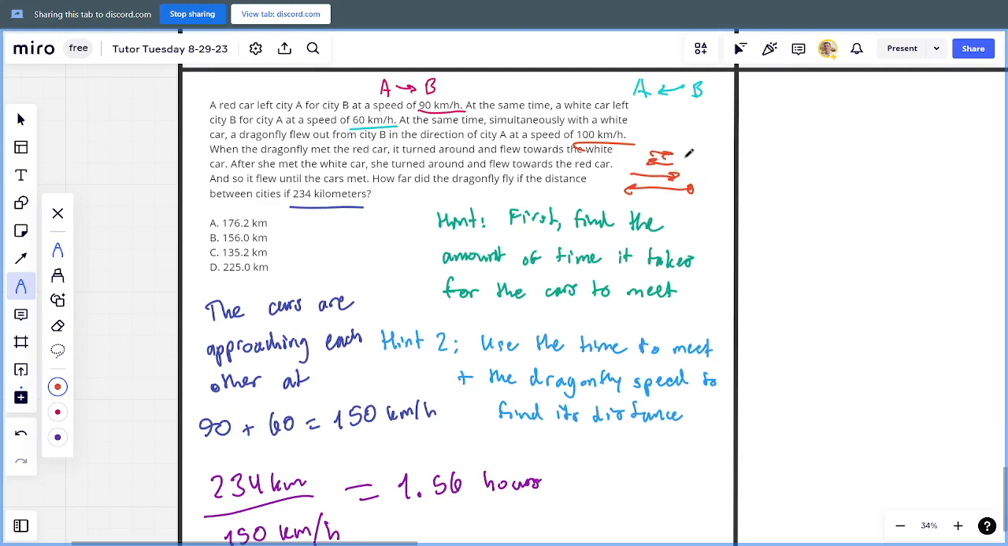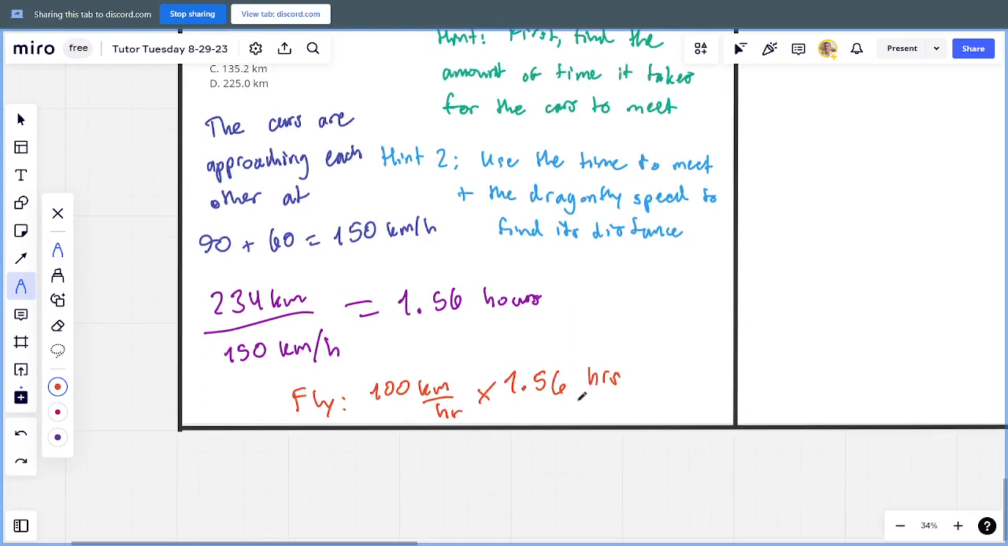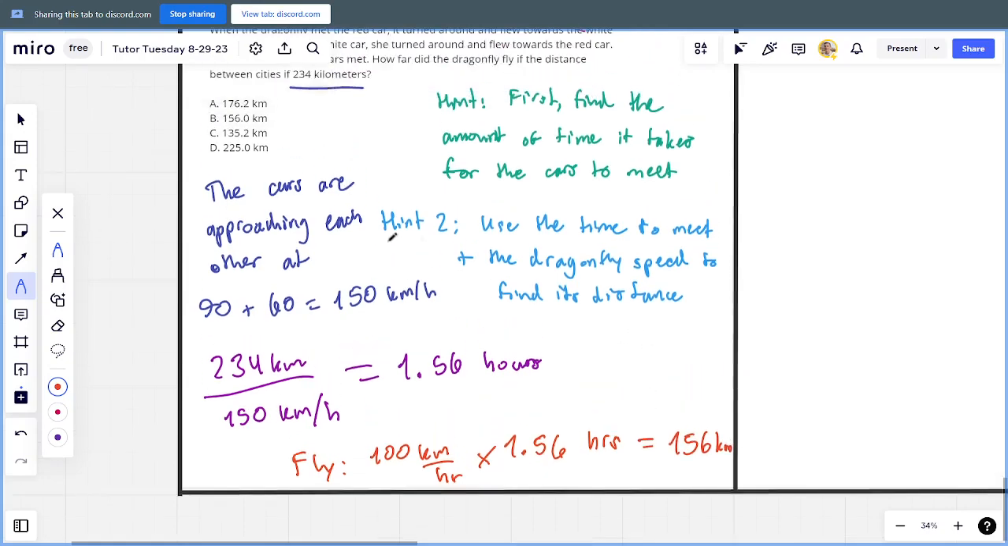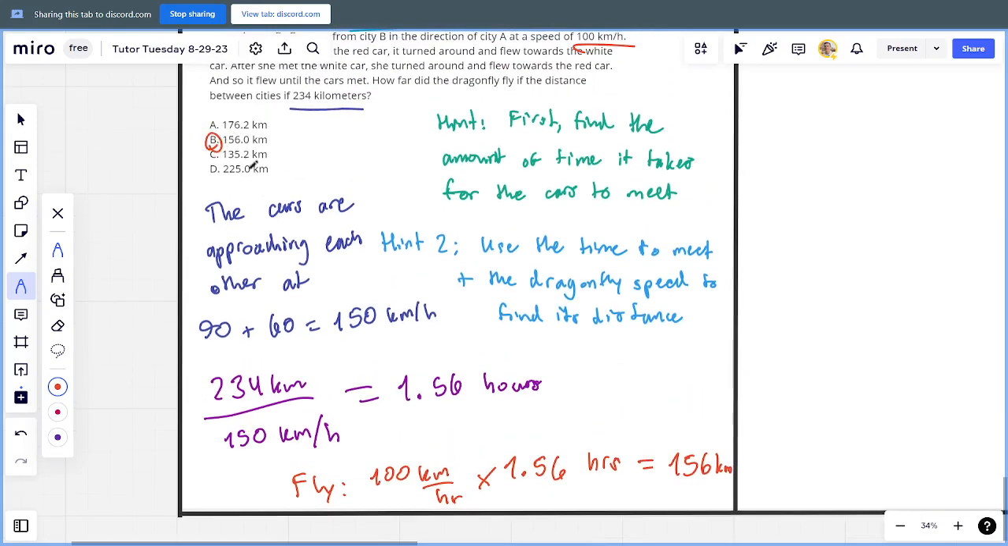It doesn't matter whether it's traveling in this direction or that direction. It is going to keep bouncing back a little bit. It's essentially finding the dragonfly's distance at each direction, but we only need to do one operation because the sum of all the direction changes is just going to add up to the speed that it was over the 1.56 hours. So it's 156 kilometers. Yeah, it doesn't matter. It's going to be choice B.